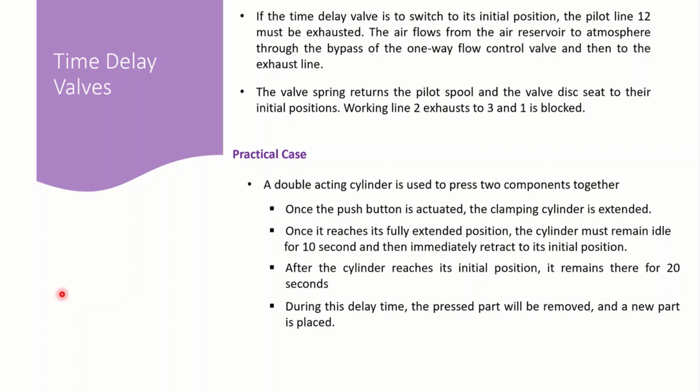Once the push button, let's look at the steps here. Once the push button is actuated, the clamping cylinder is extended. Once it reaches its fully extended position, the cylinder must remain idle for 10 seconds and then immediately retract to its initial position. And again, if we look here, the cylinder must remain idle, which means we have a certain amount of delay, and that delay is specified, which is 10 seconds, and after 10 seconds it should immediately return back to its initial position. So that is the delay.